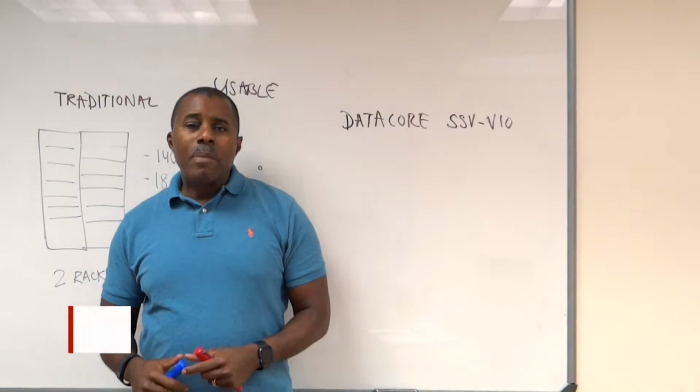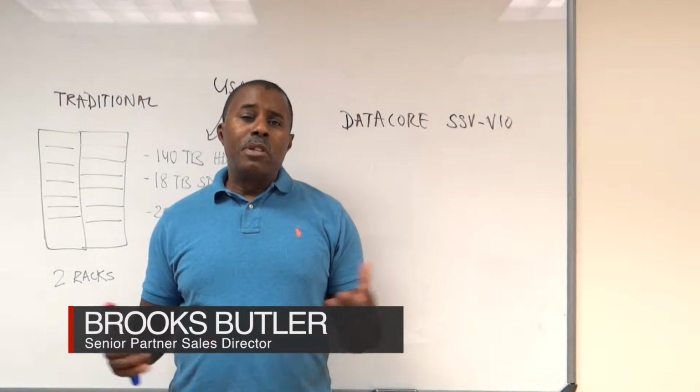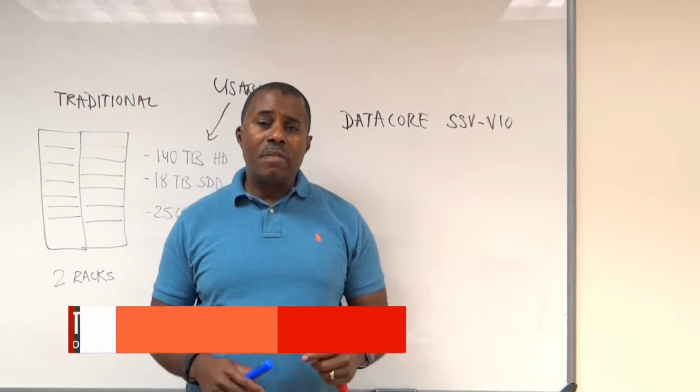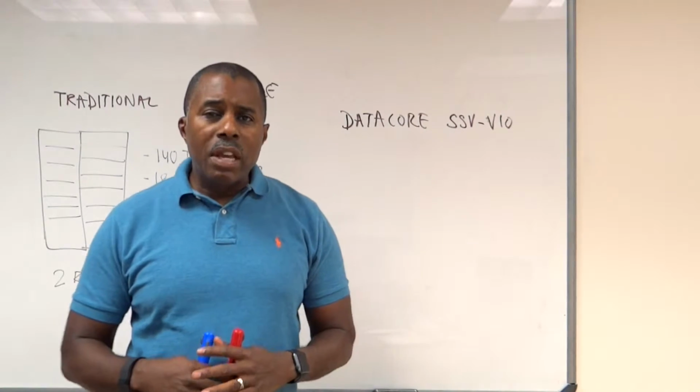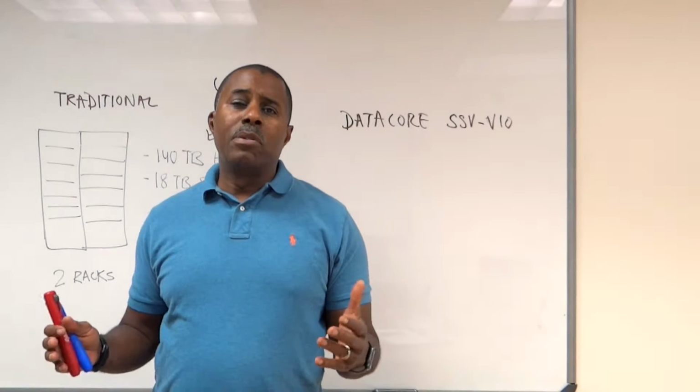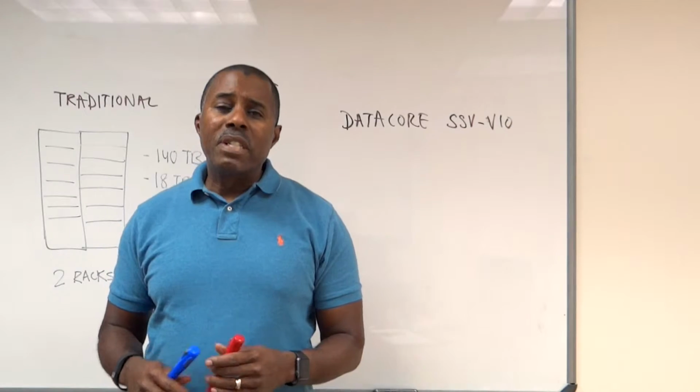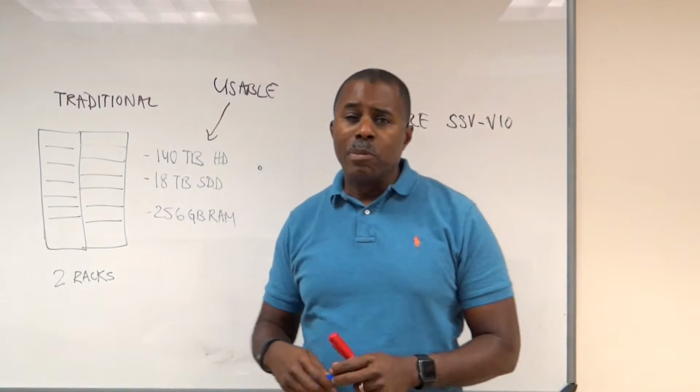Hello, today we're going to talk about lowering your infrastructure costs utilizing Parallel IO with DataCore and Symphony. This is a use case where we had a customer that needed to do a storage refresh. Their requirement was to have about 150 terabytes of usable space.